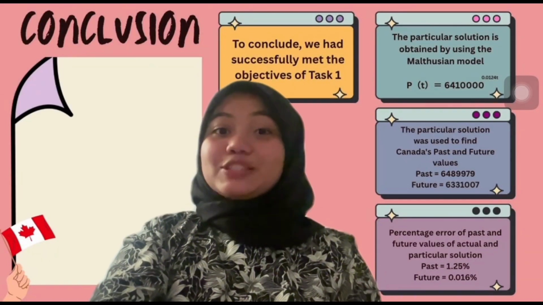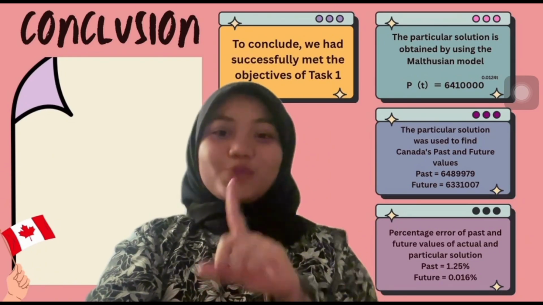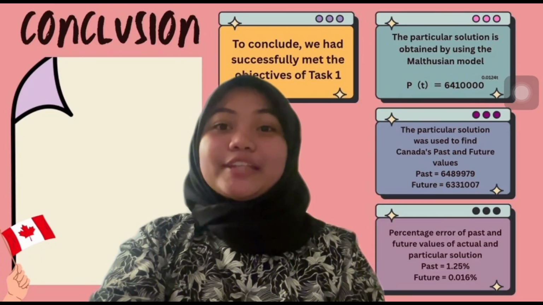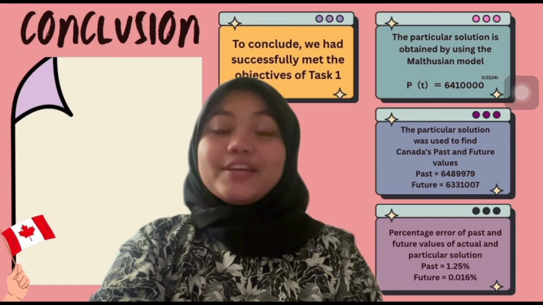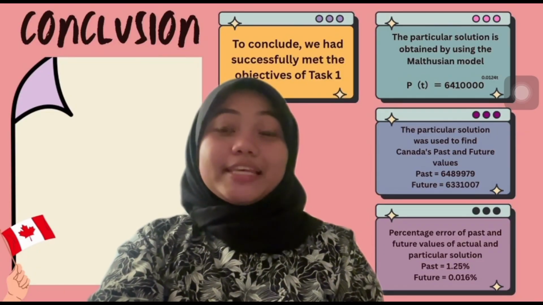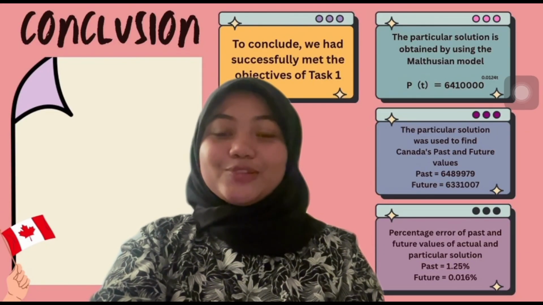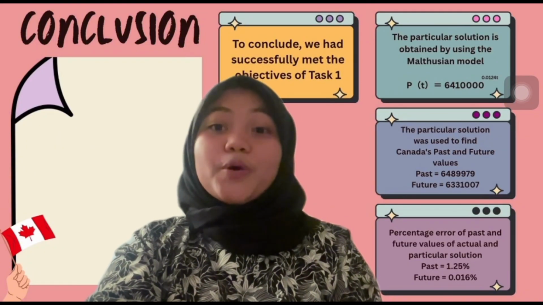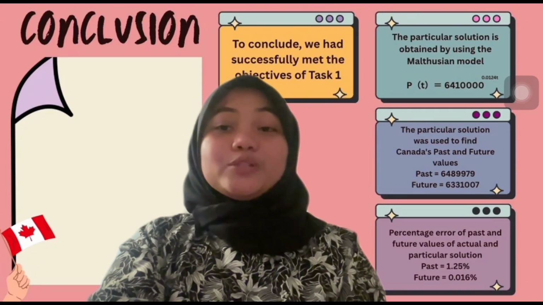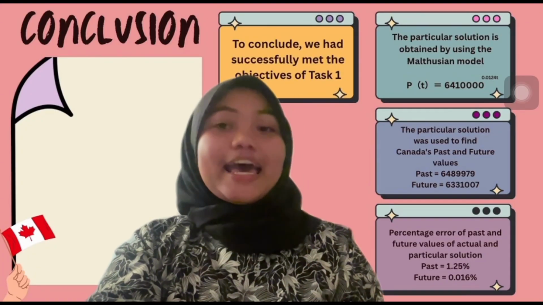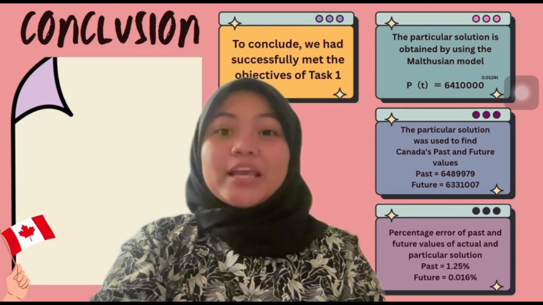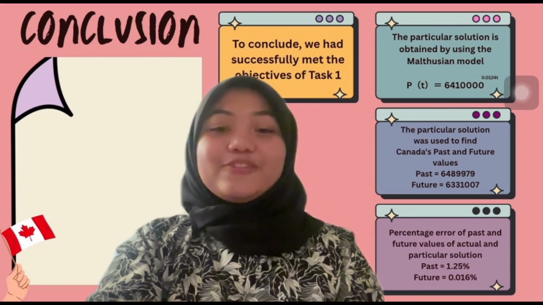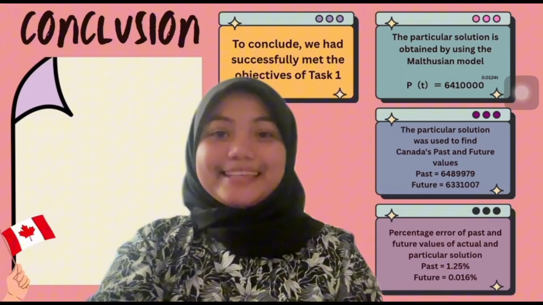To conclude, we have successfully met the objective of task 1 and we are able to use the first order differential equation by using the Malthusian model from the course MAT097 to calculate the population of Canada from the year 2002 until 2023. We can identify the differences between the estimated population and the actual population using the first order differential equation, and we have calculated the percentage error. We identified the differences and explored the fundamental factors influencing the population in Canada.